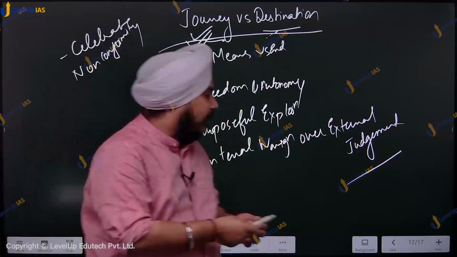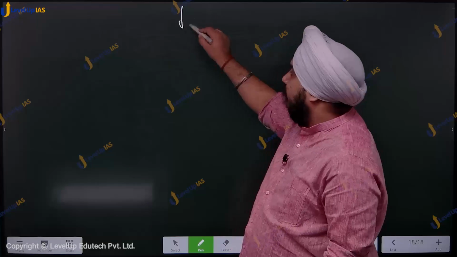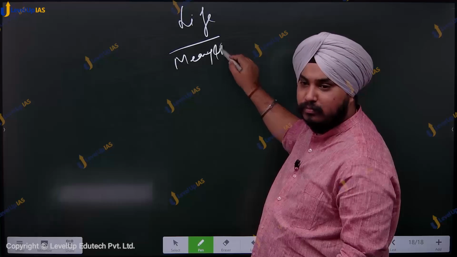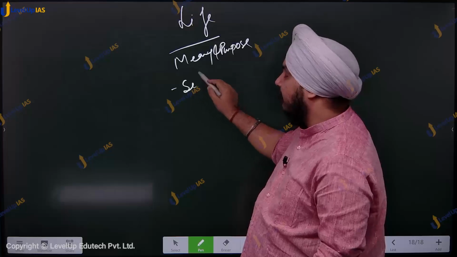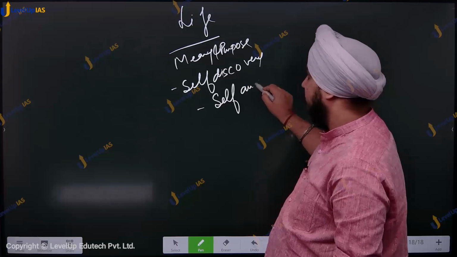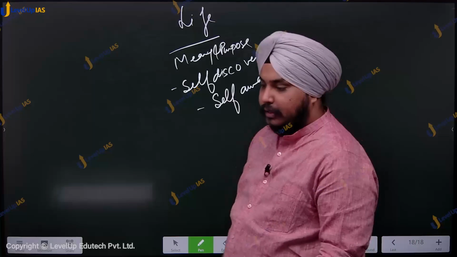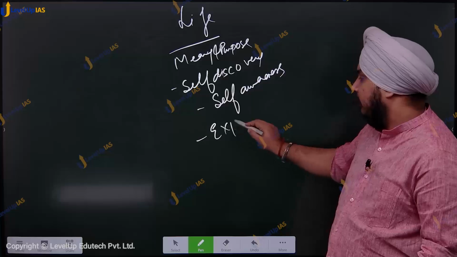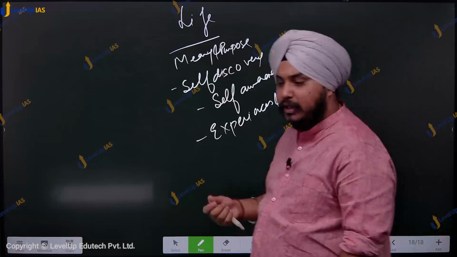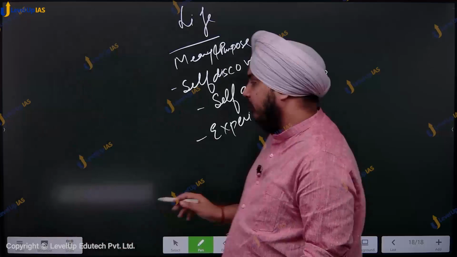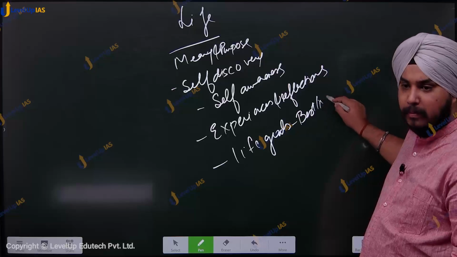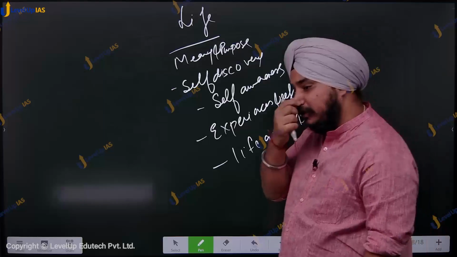Then another one, which is just an extension of this theme, is the broader theme of life. So it will be talking about the meaning and purpose of life. Then the idea of self-discovery, self-awareness, then experiences and reflections upon them. What you experience, what you reflect, and then life goals or best lived life. What is your life goal? What is the best lived life?